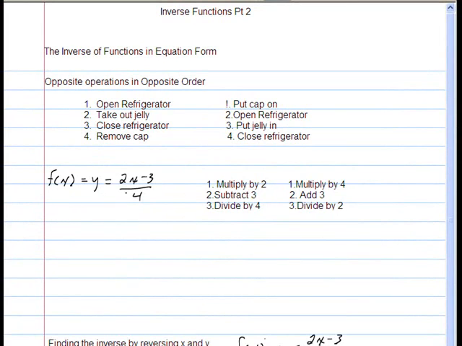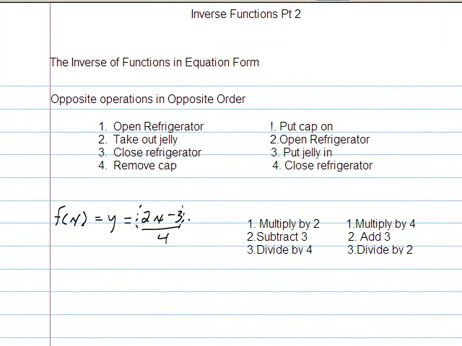In the function f of x equals (2x minus 3) over 4, remember that when you have a horizontal division line, there's an invisible parentheses around the top, so the first operations we would do would be the operations in the grouping symbol. So we would first multiply by 2, then we would subtract 3. The last operation we do would be the one out of the grouping symbol, divide by 4.